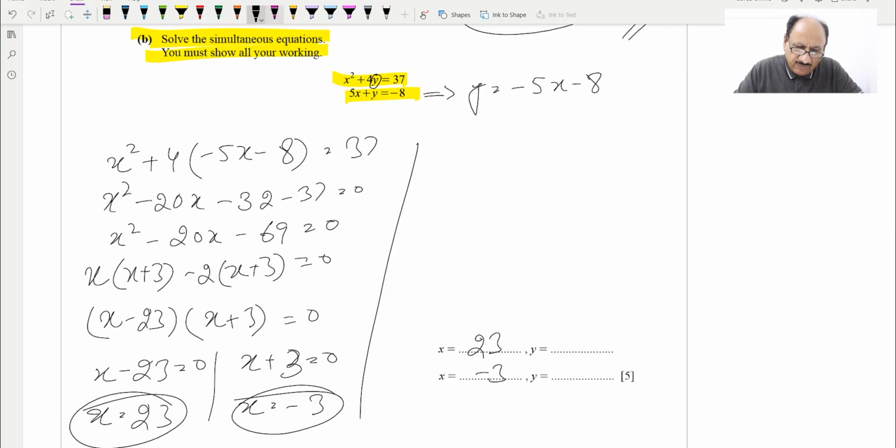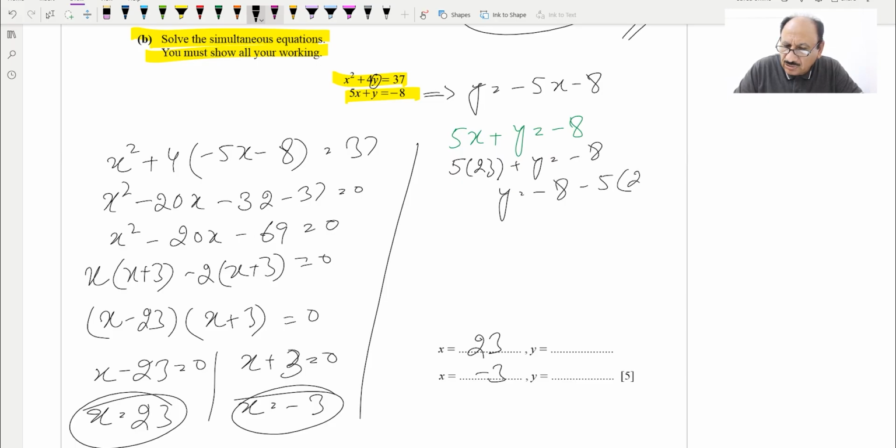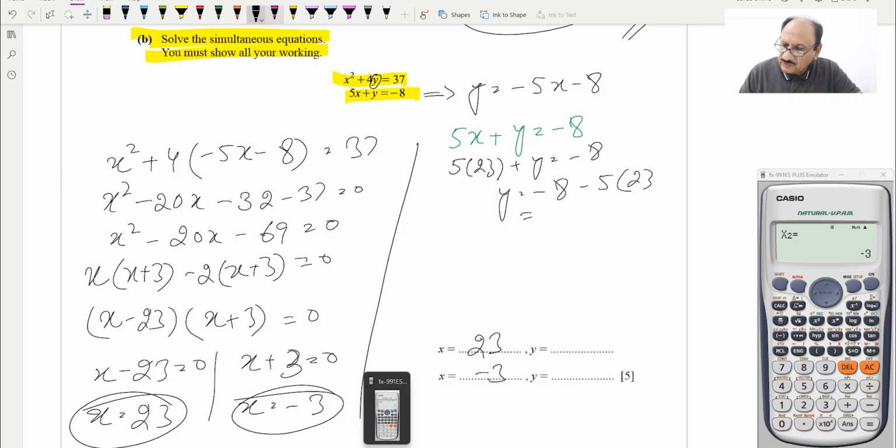Now we have to replace the values. We will be taking the equation which is 5x plus y is equal to minus 8. So we will be replacing the x values. If we replace 23, then 5 into 23 plus y is equal to minus 8, and this will be y is equal to minus 8 minus 5 into 23, and this will give us minus 123.